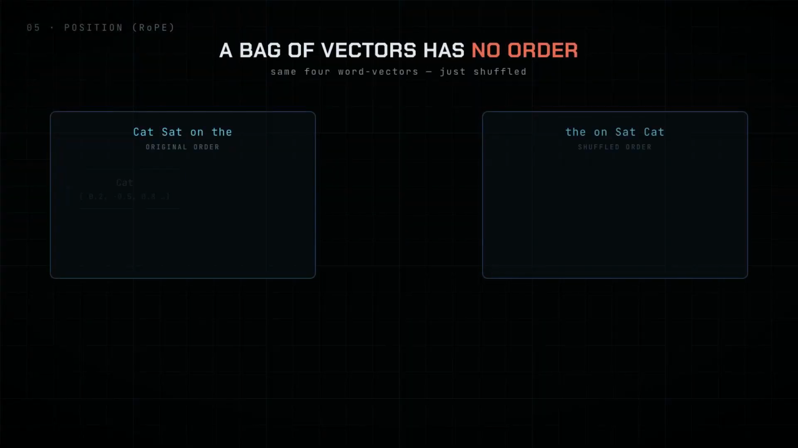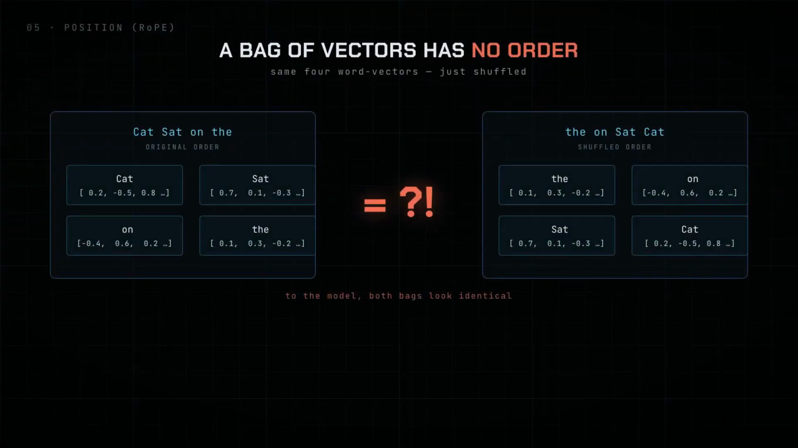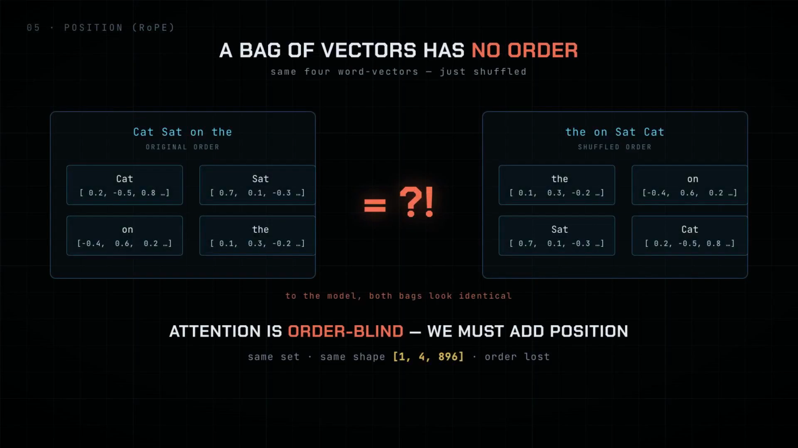Stage 5. Position. Here's a problem. Right now the model just has a bag of 4 word vectors with no sense of order. "Cat sat" and "sat cat" would look identical. For language, order is everything.